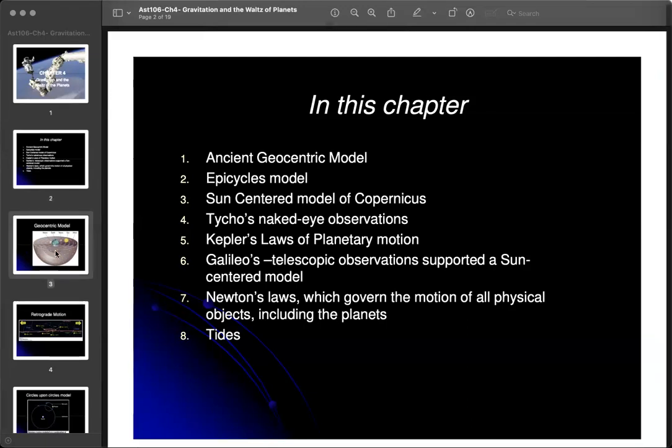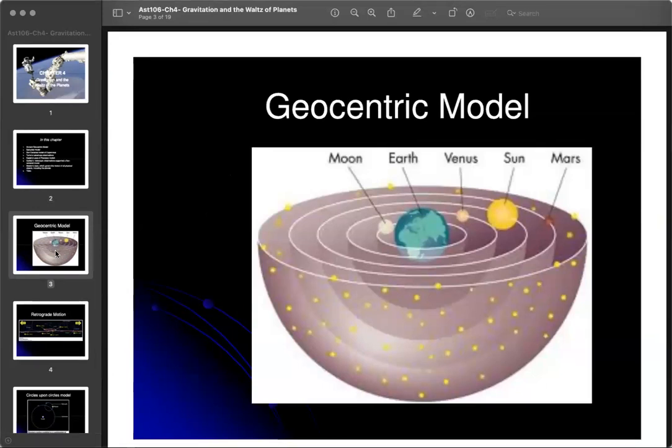So first, we'll learn about the geocentric model. Today, we know about the solar system and that the sun is at the center and Earth as well as planets go around it. But in ancient times, this was not known or understood. So the first model that ancient people came up with was a geocentric model. Geo stands for Earth and centric is for center.